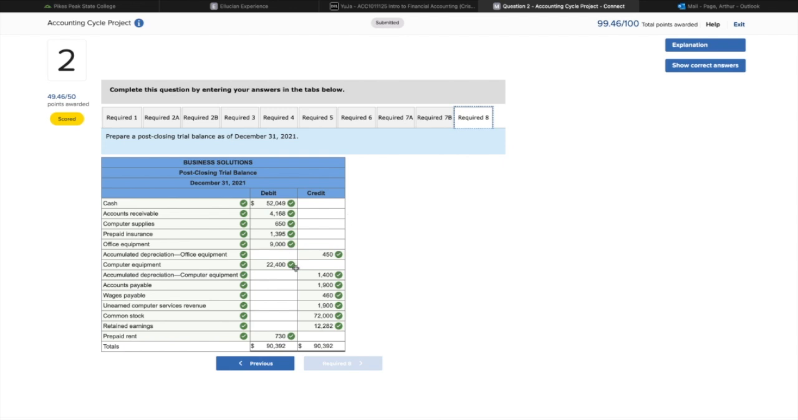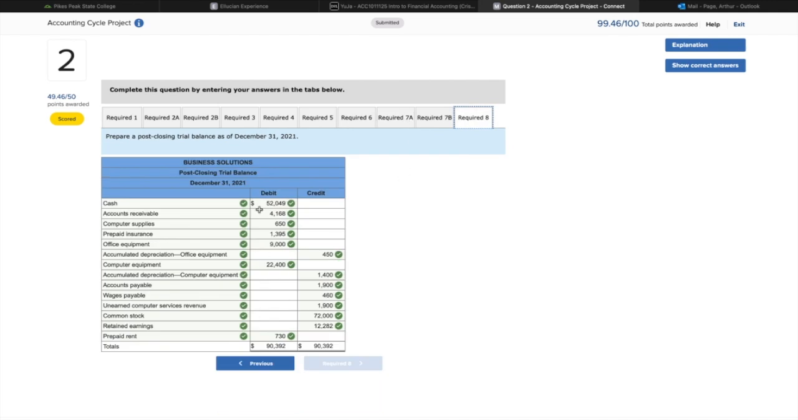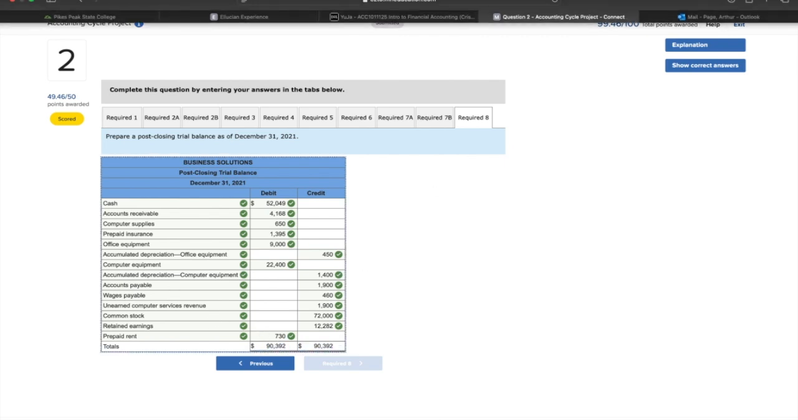Finally, we're on the post-closing trial balance sheet. This one's important because it ensures credits still equal the debits, and that the accounting cycle is complete after we did our closing entries. Now we make sure everything's equal one last time to close out the accounting cycle. We'll just input these in, make sure it balances, and that's the accounting cycle.